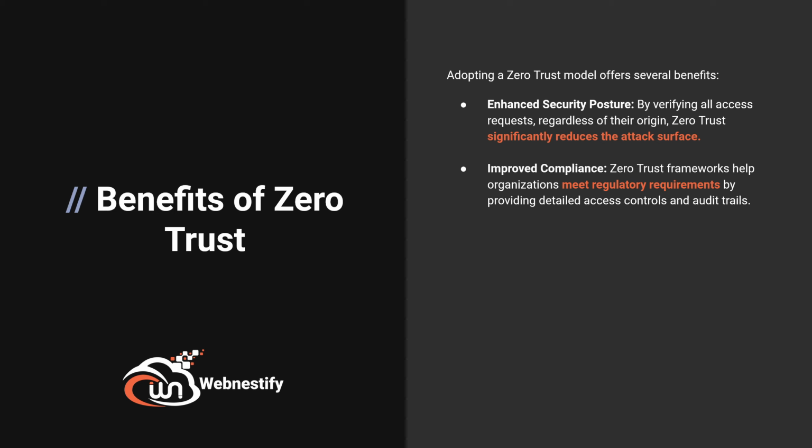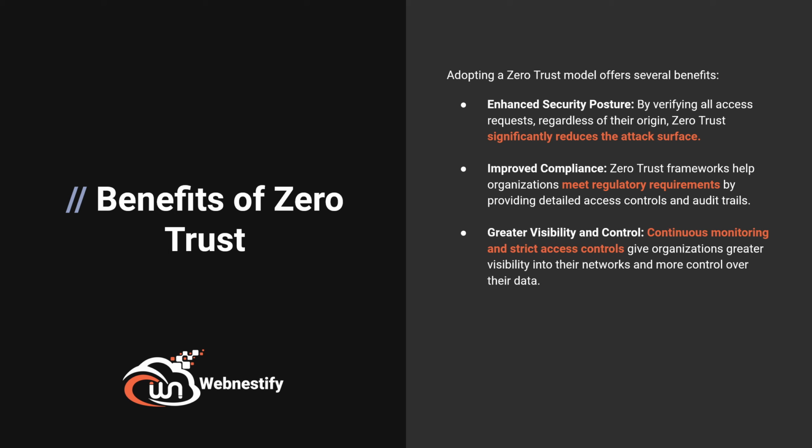Improved compliance. Zero trust frameworks help organizations meet regulatory requirements by providing detailed access controls and audit trails. Greater visibility and control. Continuous monitoring and strict access control give organizations greater visibility into their networks and more control over their data. Adaptability. Zero trust is adaptable to a variety of IT environments, including cloud, on-prem, and hybrid models.